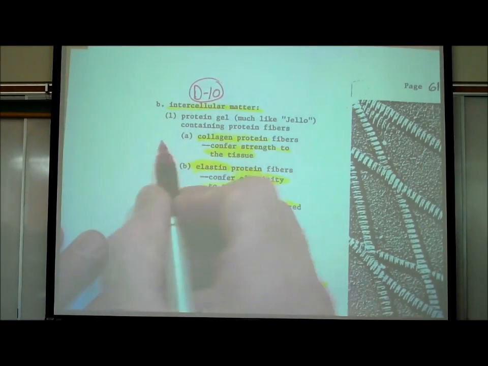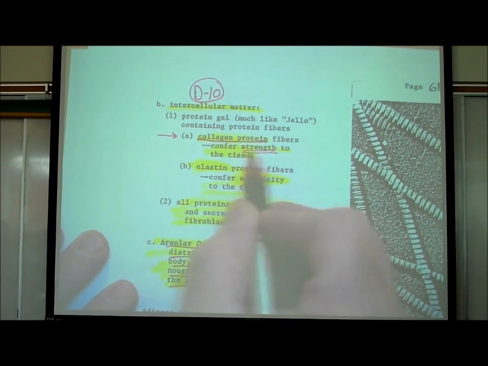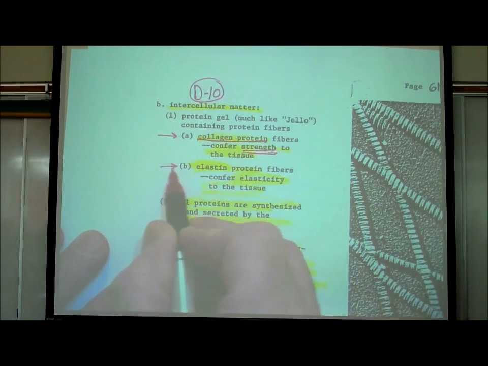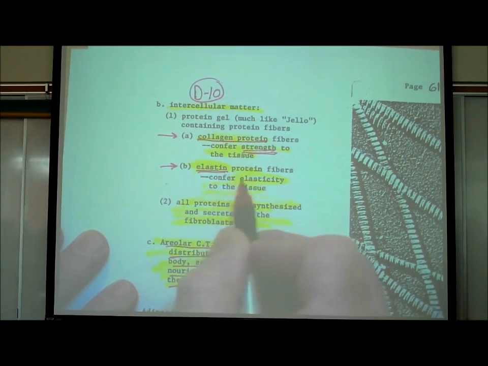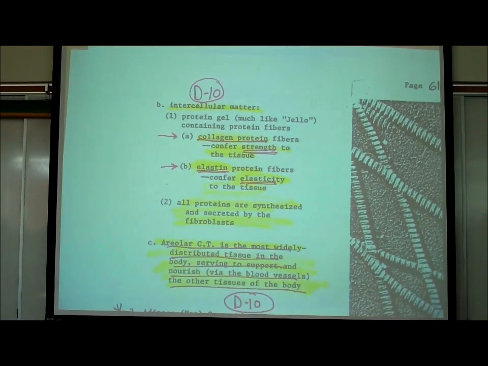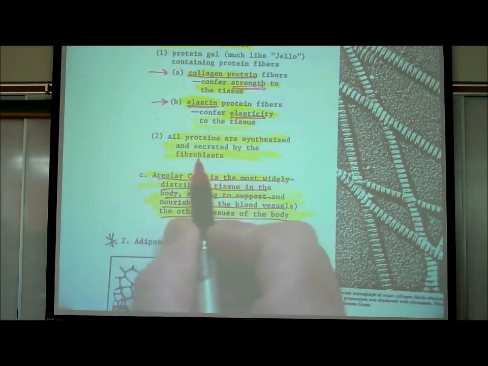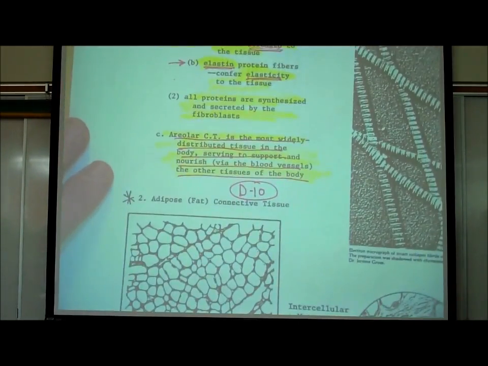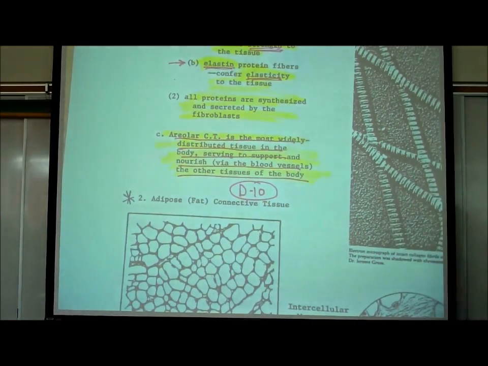They are 2 major types. There is collagen protein, which is very strong, and there is a kind of wiry, thin protein called elastin, which, as its name kind of implies, is flexible or elastic in nature. So these are the 2 proteins that are manufactured and secreted by the fibroblasts. And we wrote that the areolar connective tissue that we're speaking of is the most widely distributed tissue in the body. It's everywhere.